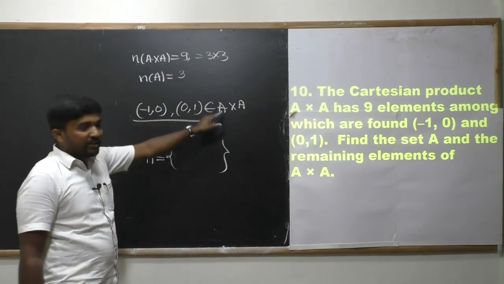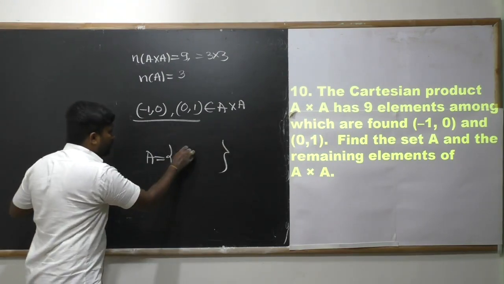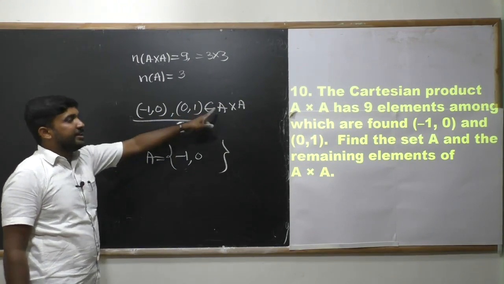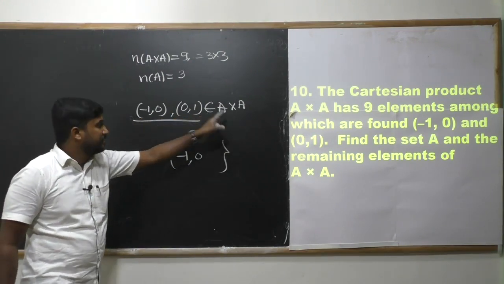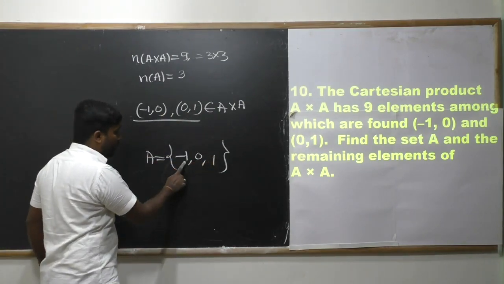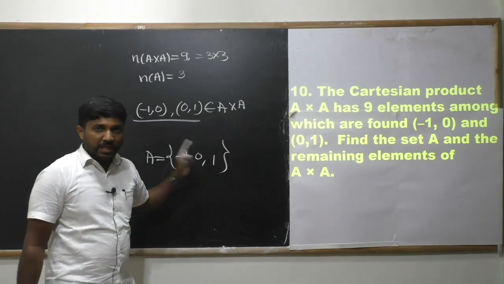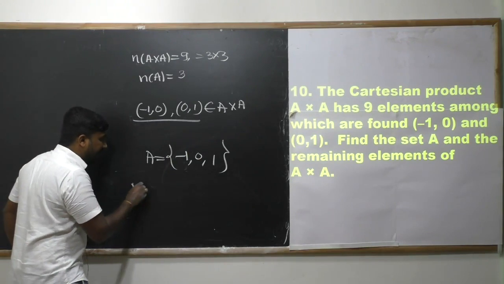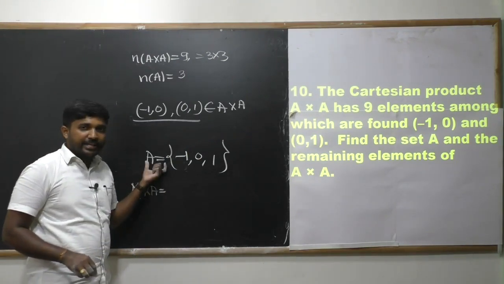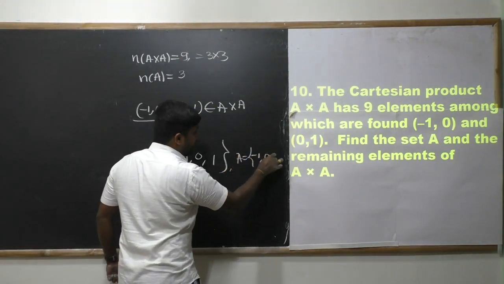Here minus 1 comma 0 belongs to A cross A. Therefore minus 1 comma 0 is the element of the set A. Next, 0 comma 1 belongs to A cross A. So 0 is the element of A, 1 is the element of set A. So A contains 3 elements, minus 1, 0, 1. Now it is enough to write A cross A. Shall we write A cross A? Set A has 3 elements. I am writing this set A once again, minus 1, 0, 1.